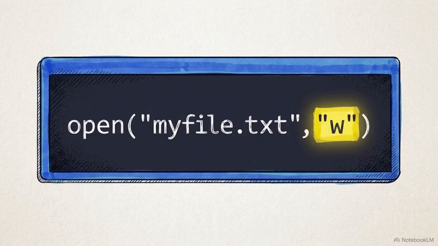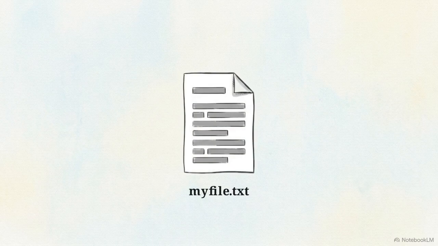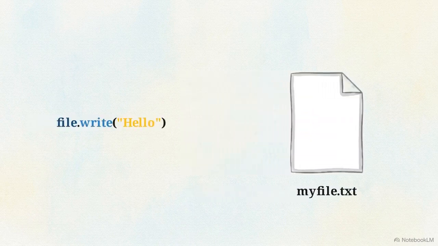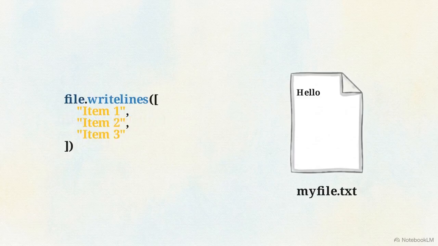Inside the function, we specify the file name and set the access mode to W for write. Note that this mode will create a new file or completely overwrite any existing content in a file with that same name. To add data, we use the write method. This takes a single string and pushes it into the file object we just opened. If you have a collection of strings, such as a list or a tuple, use the writelines method to save the entire sequence at once.